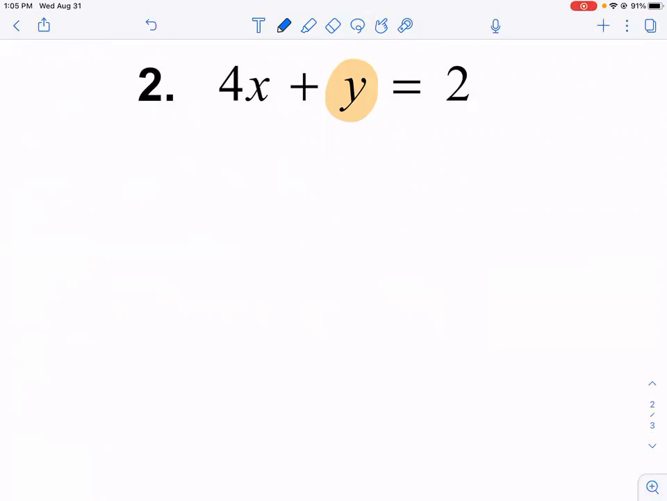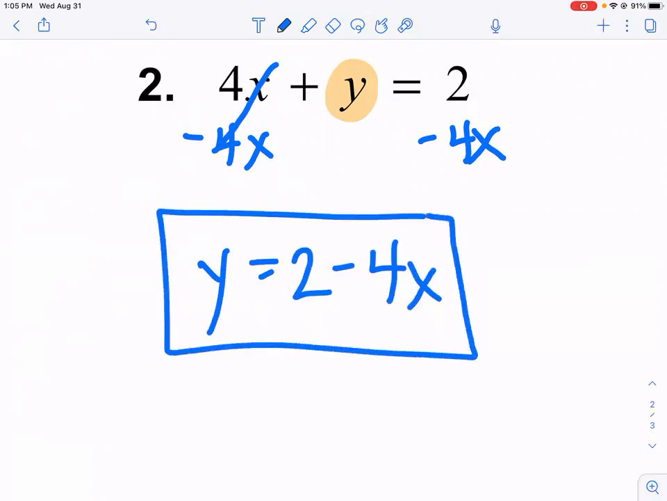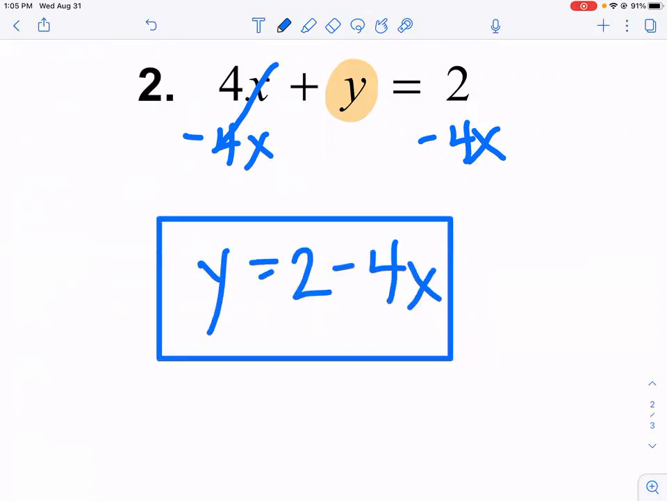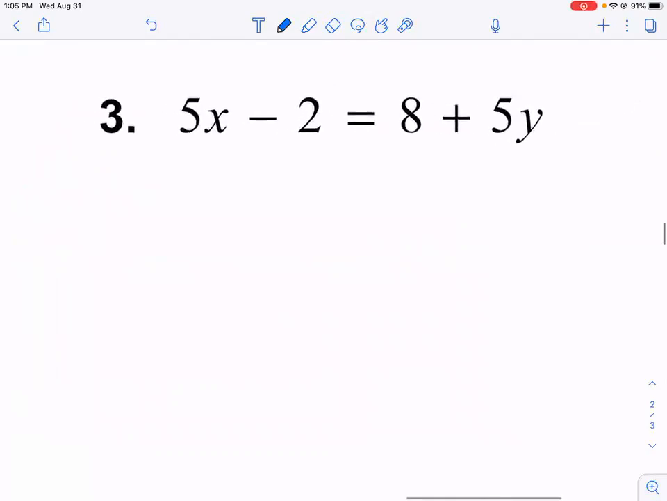All right, Gavin, what do we need to do with the 4x? We need to subtract 4x from both sides. Y equals 2 minus 4x. There it is. Okay. Now let's move on over to number 3.